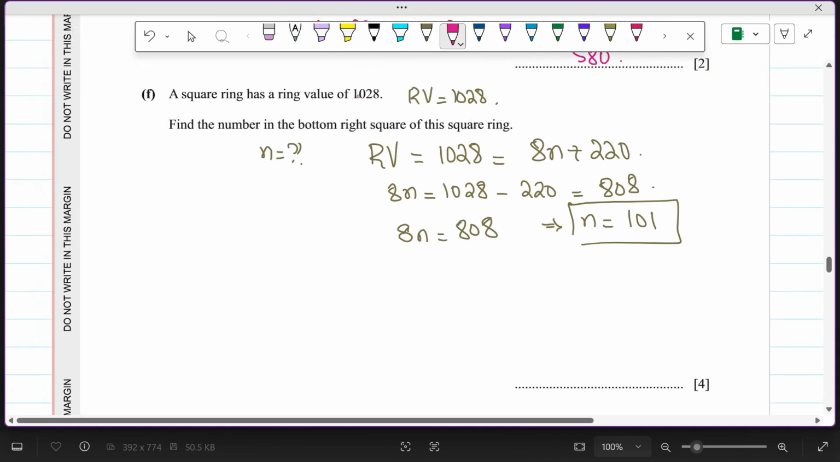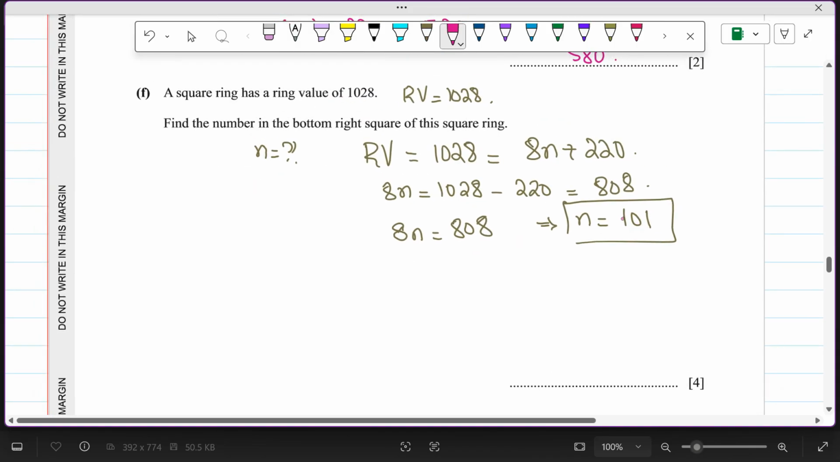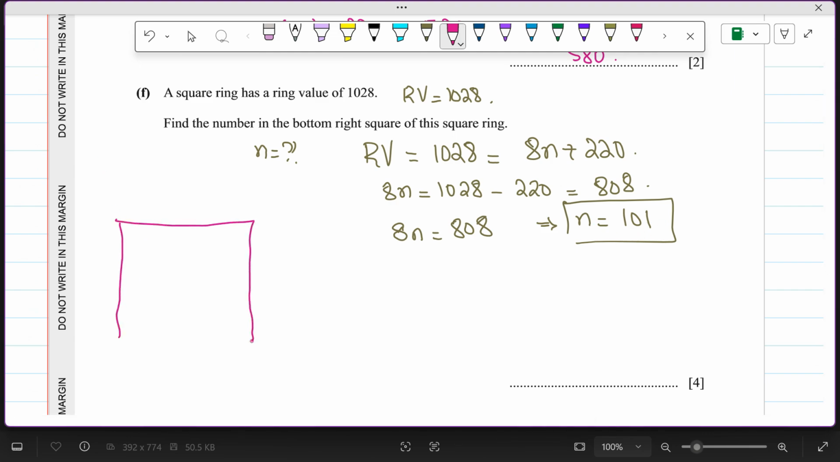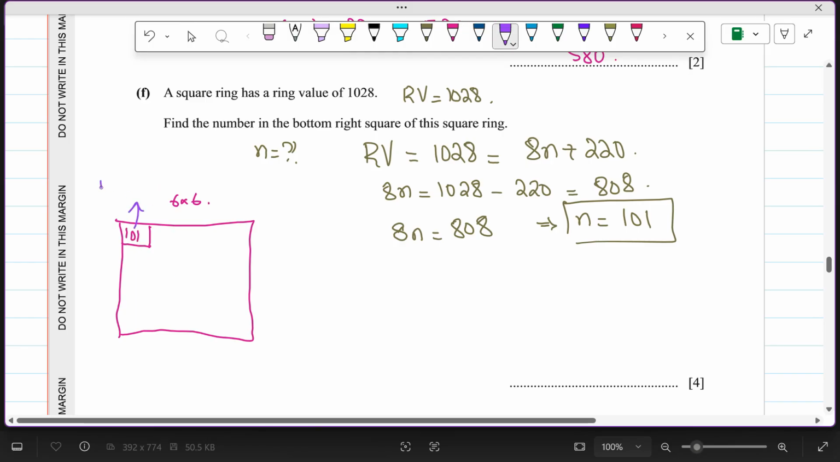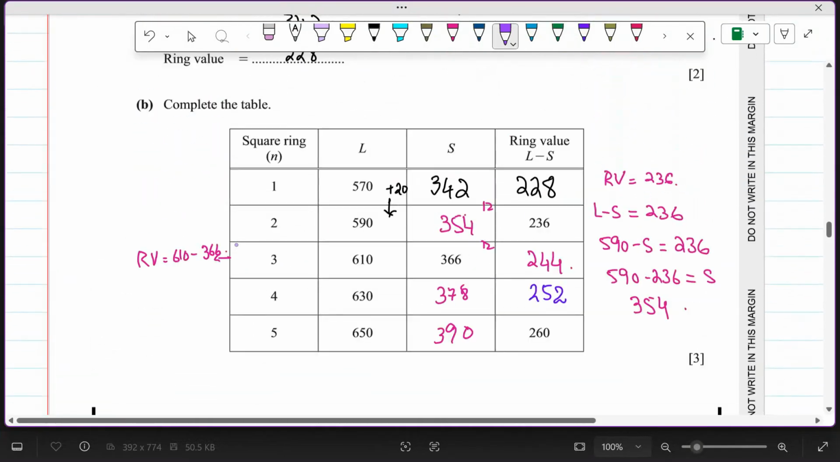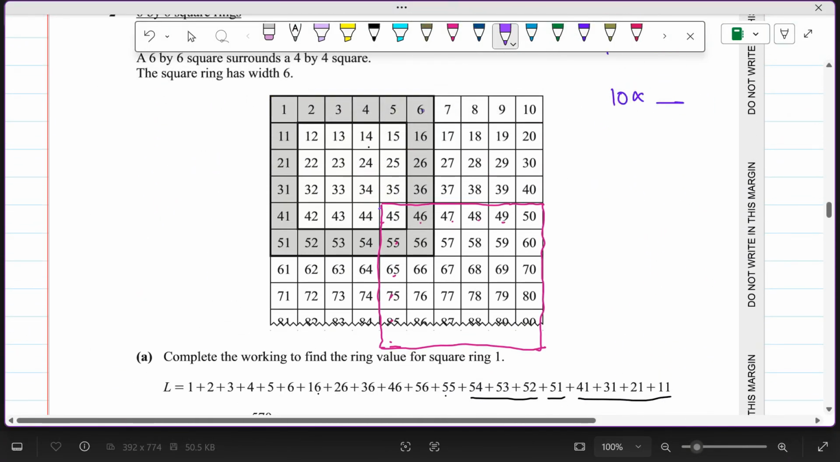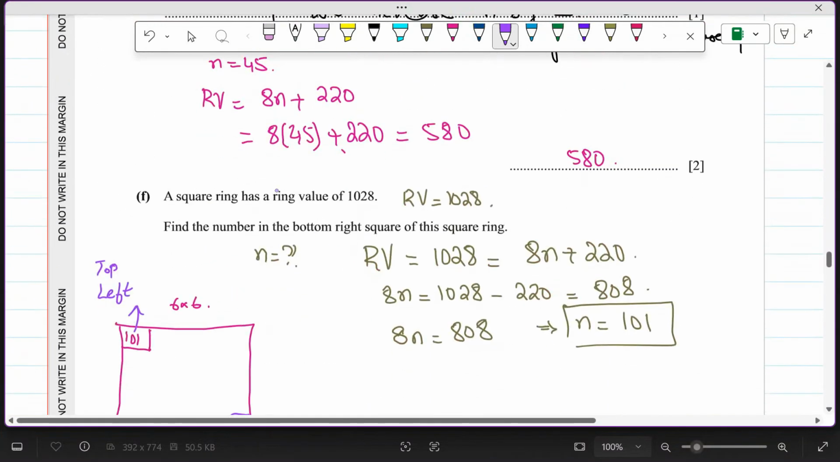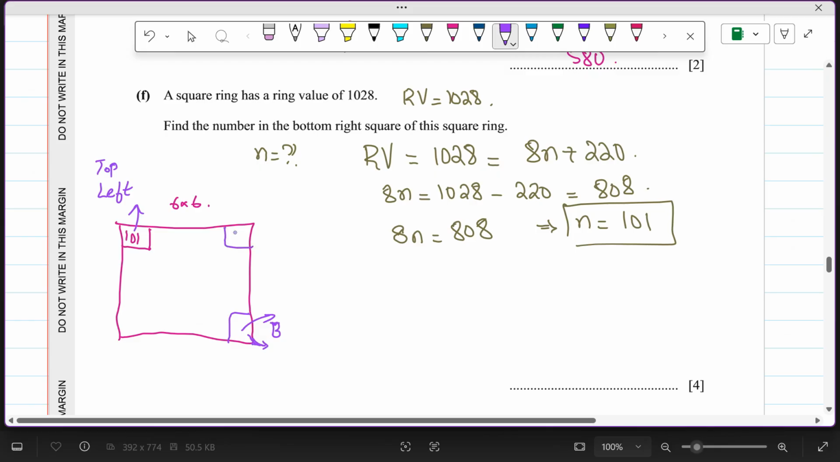The square which has the ring value 1028 will have the top left corner as 101. For example, this is a 6 by 6, and this one will be the top left corner, which has a value of 101. We need to find the bottom right. So this one is the bottom right. We need to find this value. Now when we have any value here, when we move towards the right side, it increases by 1. So this one increases by 1, and it will be 106.